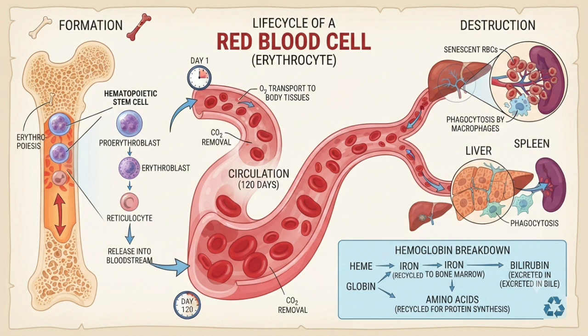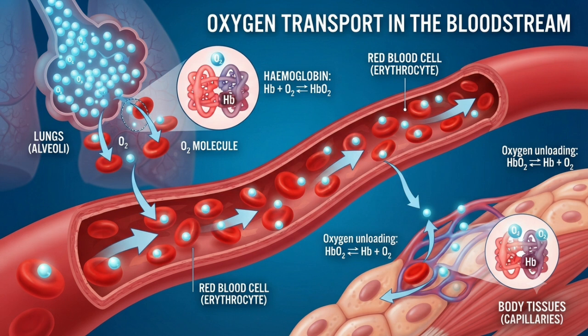These cells are disc-shaped with a depression in the center, giving them a biconcave shape. Red blood cells contain a protein called hemoglobin. Hemoglobin carries oxygen from the lungs to all parts of the body and also transports a small amount of carbon dioxide back to the lungs.